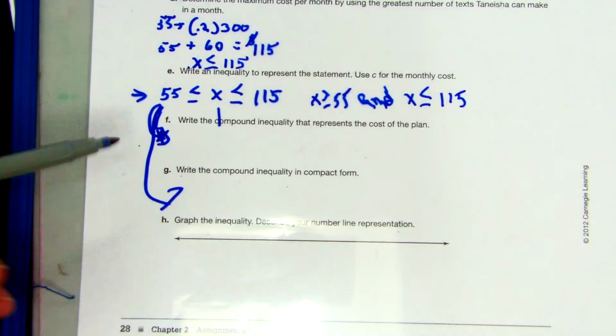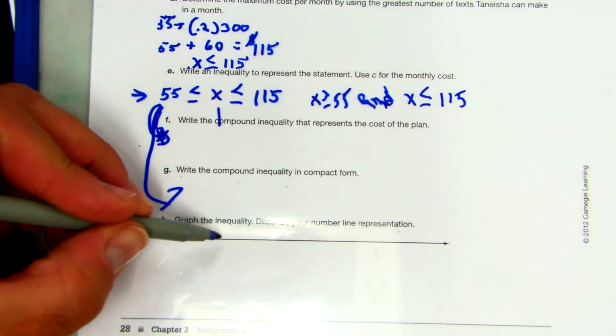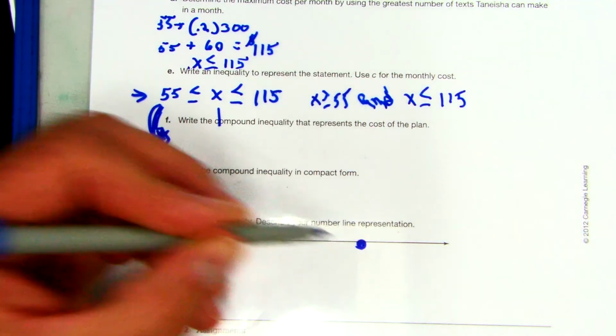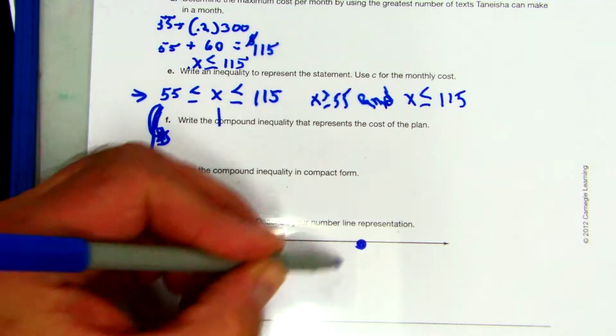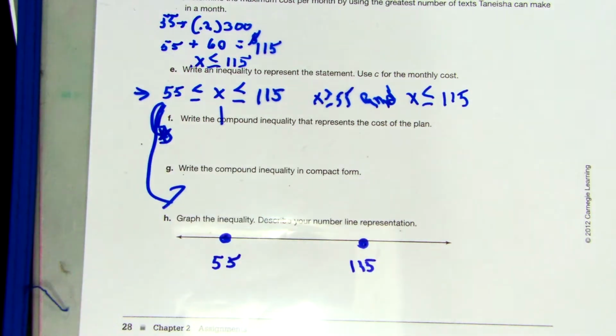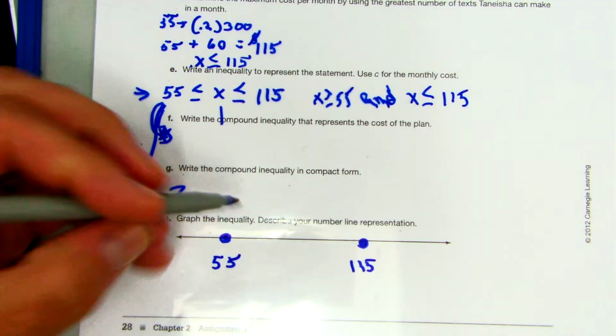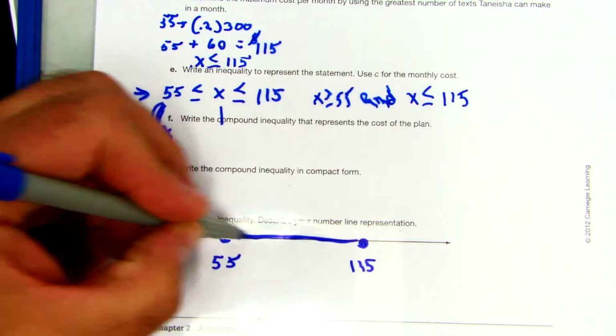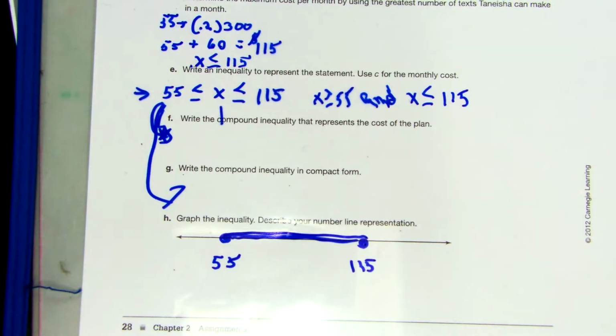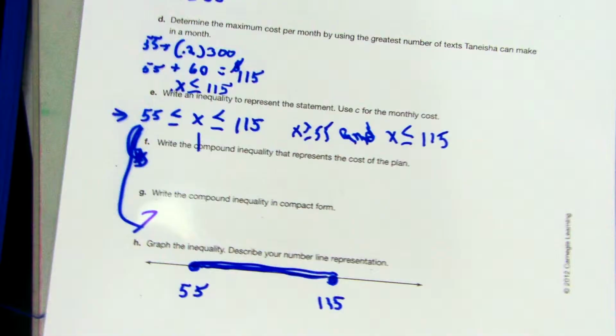All right. Next one would be graph the inequality. Pretty easy. Closed dots, because we use the words equal to, at 55 and 115. Hopefully you know how a number line works. Then I draw a line that connects the two, and I'm done. That's my AND statement.